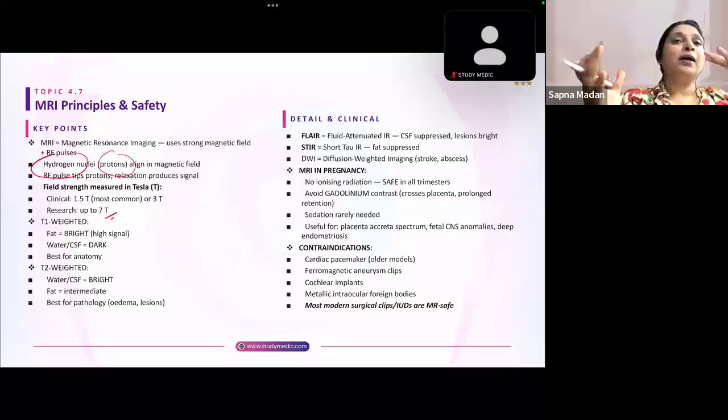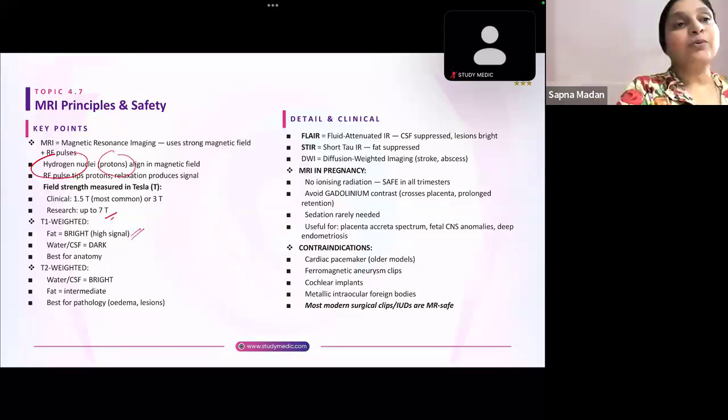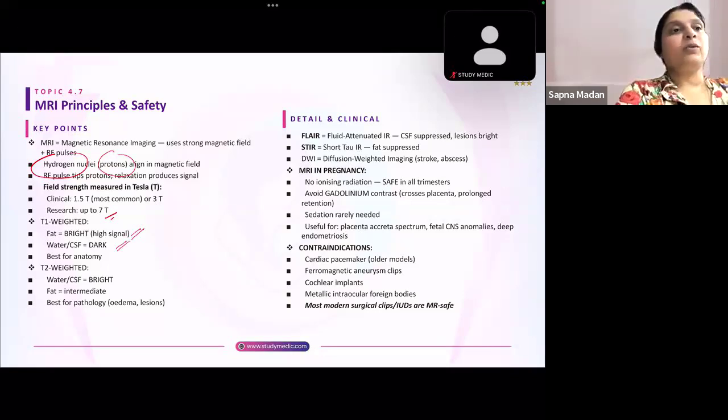In T1, the fat will appear bright, okay? It will give a high signal, it will appear bright. The water appears dark. So water can be urine or it can be the CSF, any kind of fluid. It will appear dark. And these images are best used for studying the anatomy of a particular organ or a particular area.